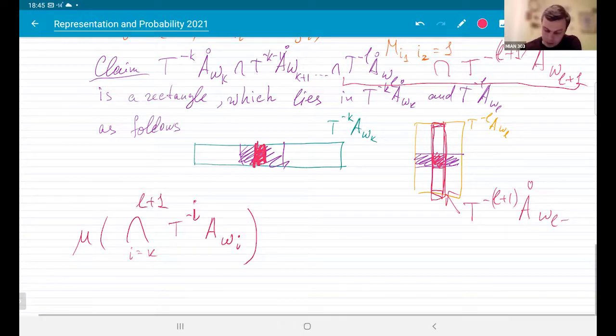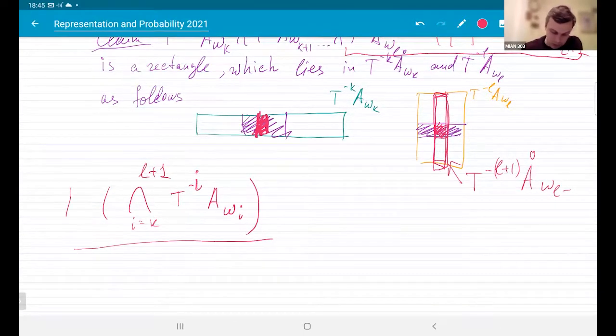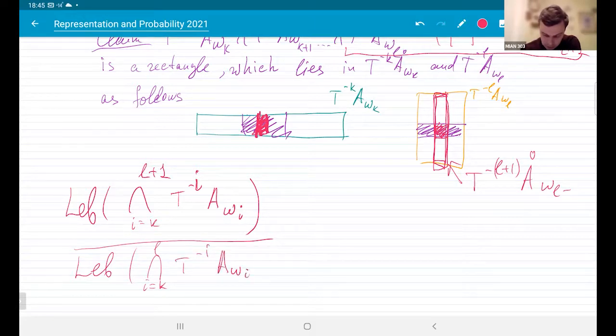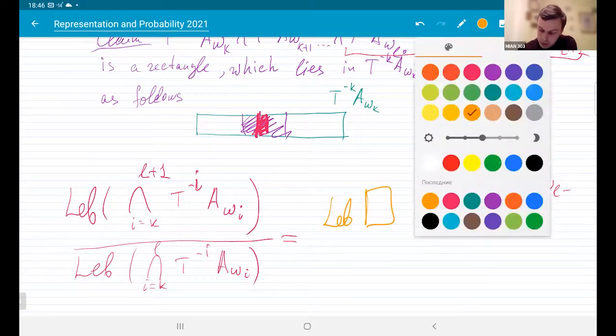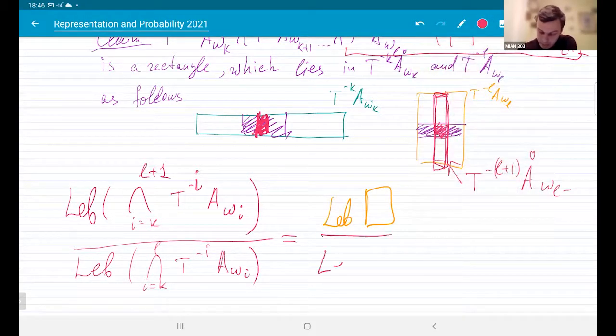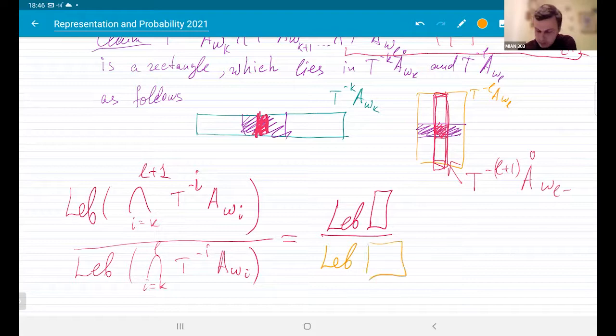Well, the Lebesgue measure of this intersection divided by the Lebesgue measure of the slightly shorter intersection. Then this ratio is the ratio of this orange thing divided by the, well, vice versa: this divided by this. Okay, from here.